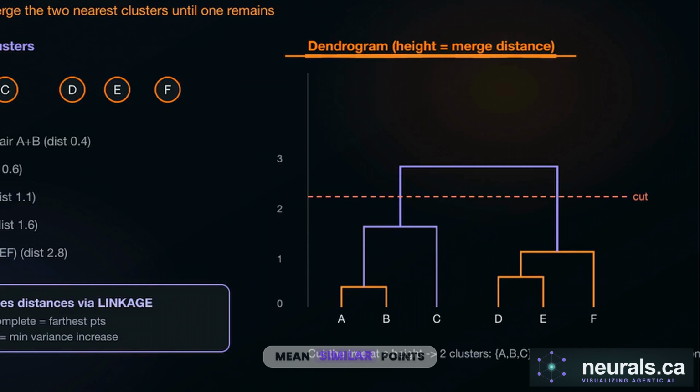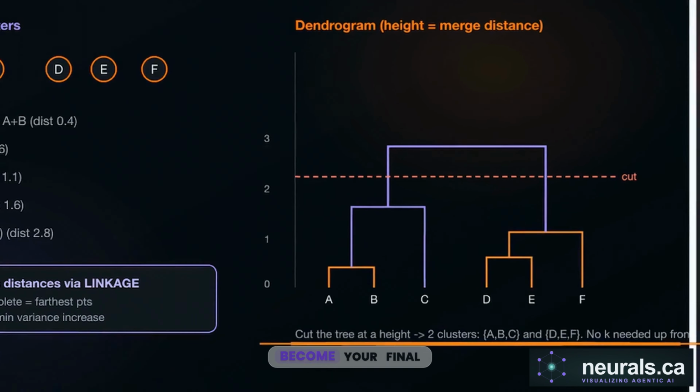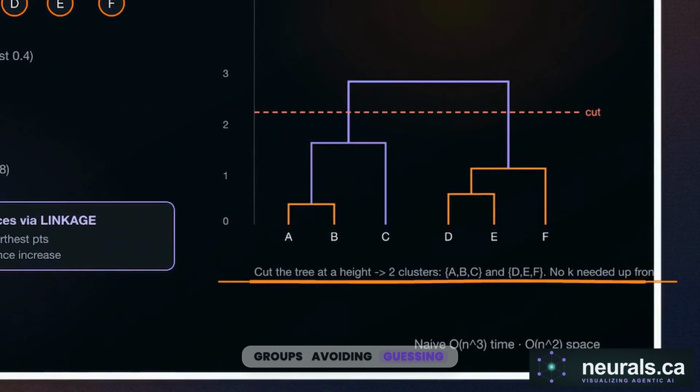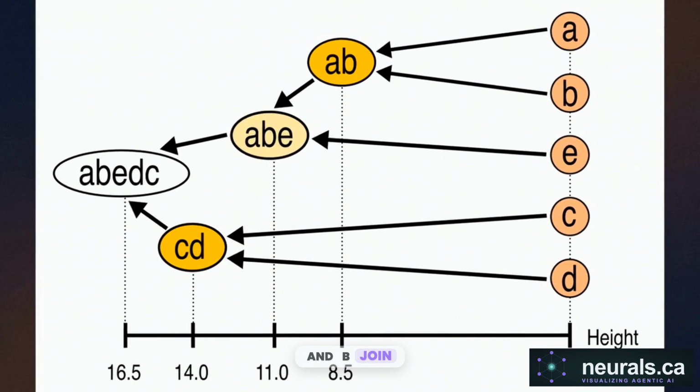Short branches mean similar points merged early. By drawing a horizontal cut line, you slice branches at a specific threshold. The points beneath become your final groups, avoiding guessing k up front. This chart flips the logic horizontally. Points C and D are closest, joining first at a low distance value. Next, A and B join. The length of the linking line explicitly defines their identity as a distinct cluster.